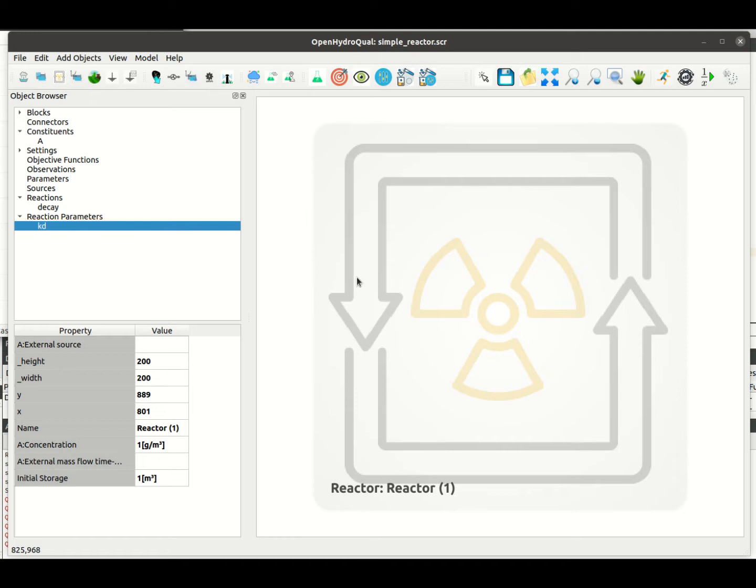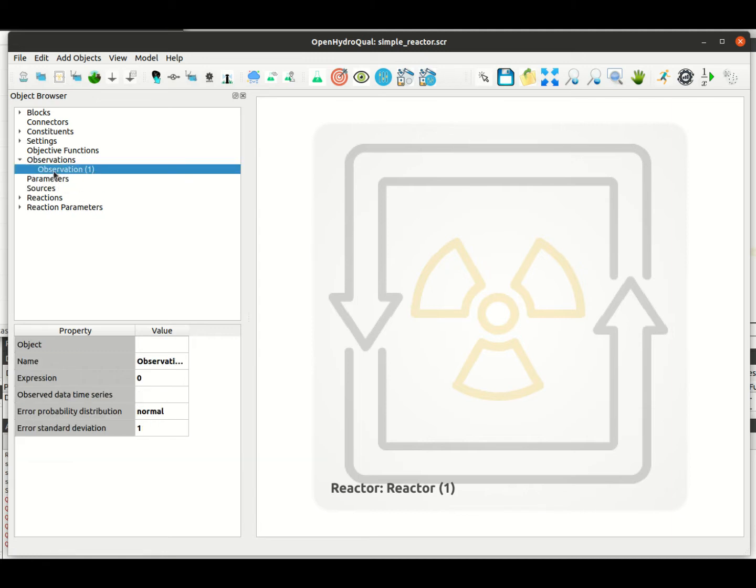Now I have some observed data representing, let's say, the measured concentrations at different times in the reactor, and I want to use that to estimate two parameters. One is the first order decay rate, or KD, and also the initial concentration. So let me first add the observed data. I right click on observations and add an observation. Now I have an observation, and for the observation I need to provide some information.